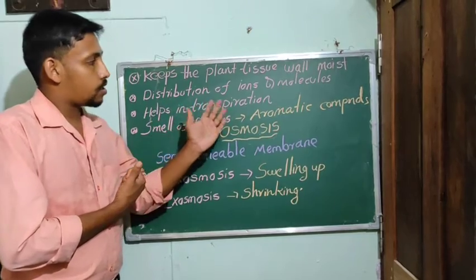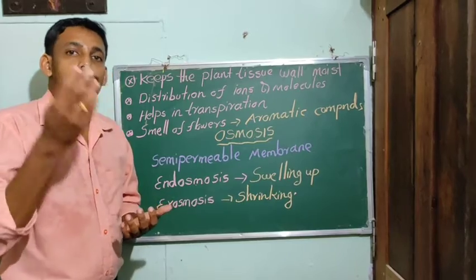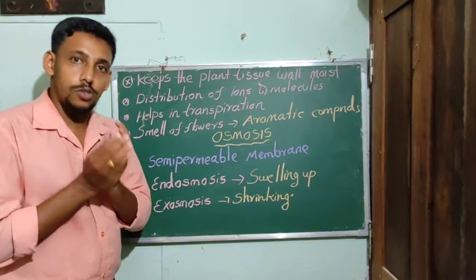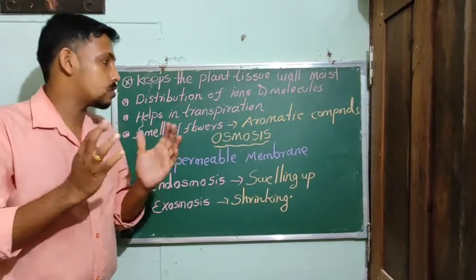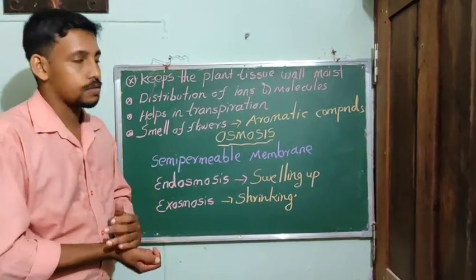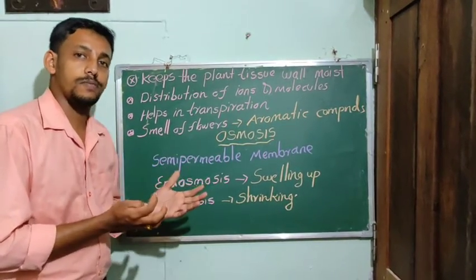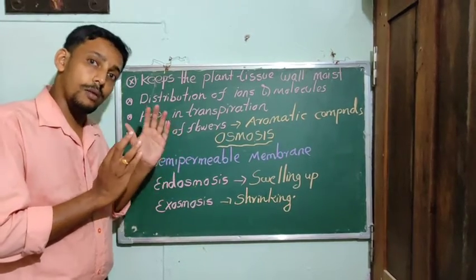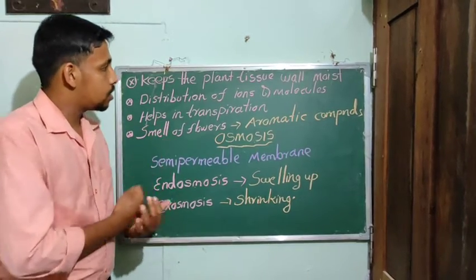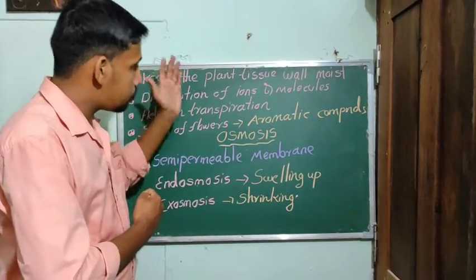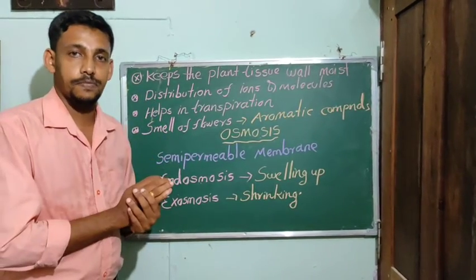Then it helps in transpiration. The movement of the loss of water through the stomata is due to diffusion. So these are the importance of diffusion. Then the smell of flowers is also due to the diffusion of aromatic compounds from the flower, which may help to attract the pollinators. So these are some of the importance of diffusion in the plant body.